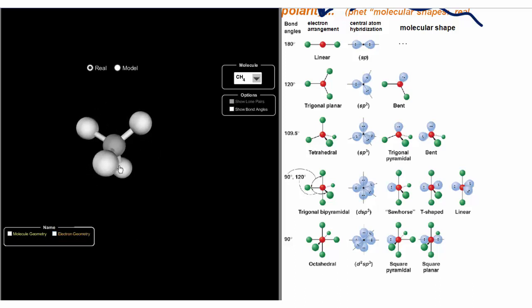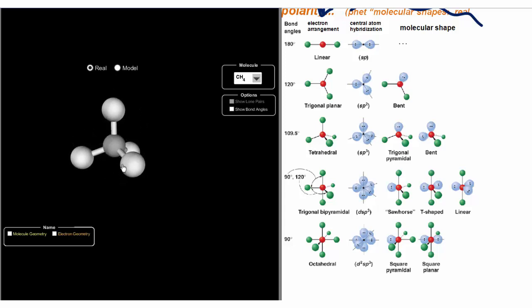Methane. Molecular shape is, recognize it? Tetrahedral. Electron geometry? Tetrahedral. Is it polar? No.